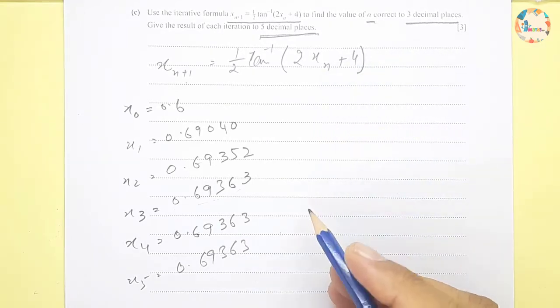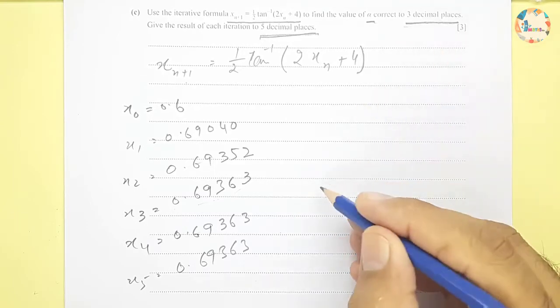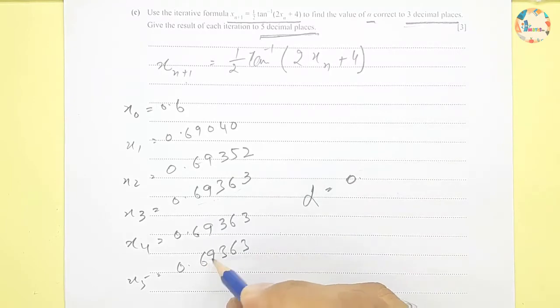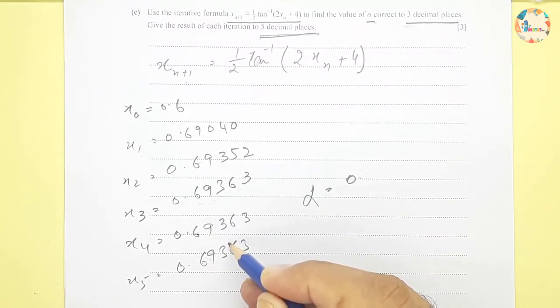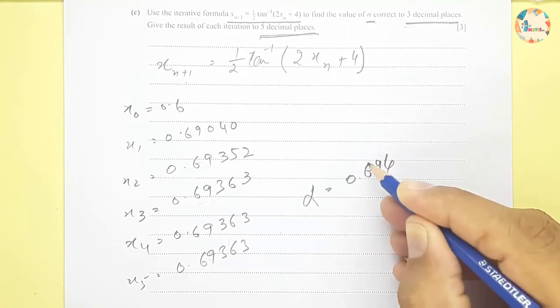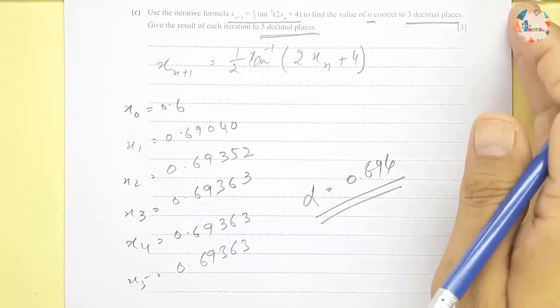So our answer up to 3 decimal places we can write alpha is equal to 0.694. So this will be our answer. Hopefully you got this as well.